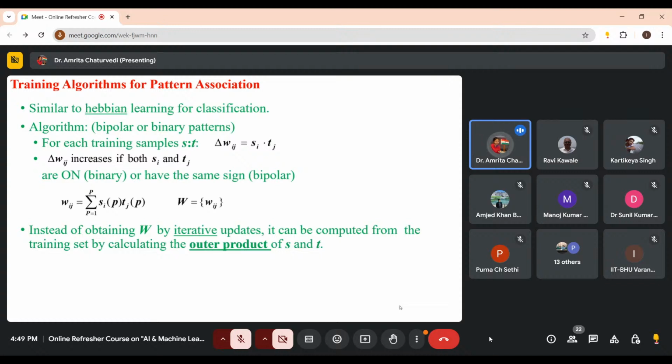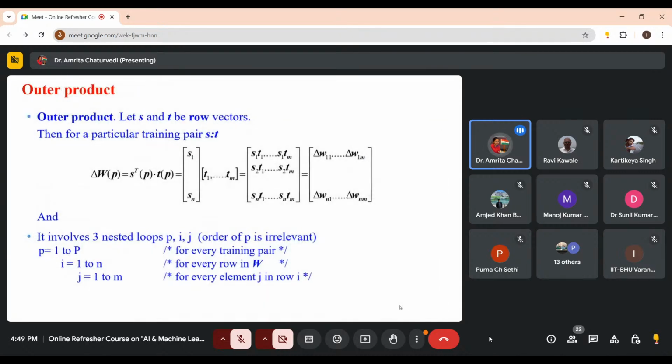Instead of obtaining W by iterative updates, it can be computed from the training set by calculating the outer product of S and T. That is simply taking a matrix multiplication of the input and the output vectors. This is called the outer product rule. Let S and T be row vectors. Then for a particular training pair S:T, you have S1, S2 and so on up till Sn, and T1, T2 and so on up till Tm. You simply take a multiplication of these vectors, so you get the weight matrix.